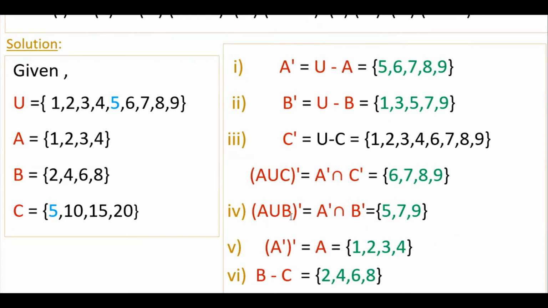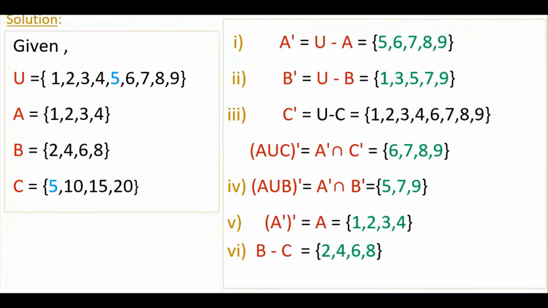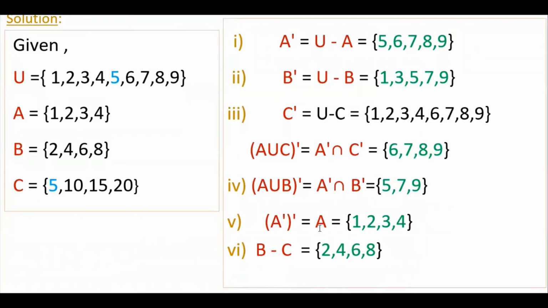Next one, you have to find the complement of A union B. The complement of A union B is equal to the intersection of their complements. So here, the intersection of these two sets' complements, you have to check the common elements here: 5, 7, and 9. So you have to write 5, 7, 9 here. And the next one is the complement of the complement of A, that is equal to the set itself. So that is equal to the elements of the set A, which is 1, 2, 3, 4.